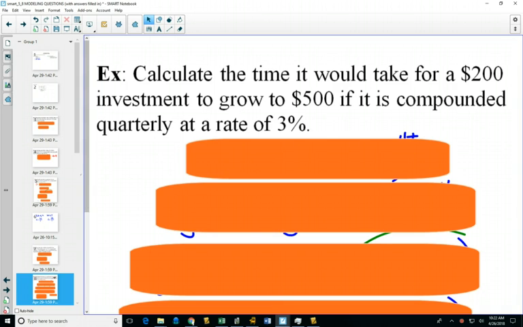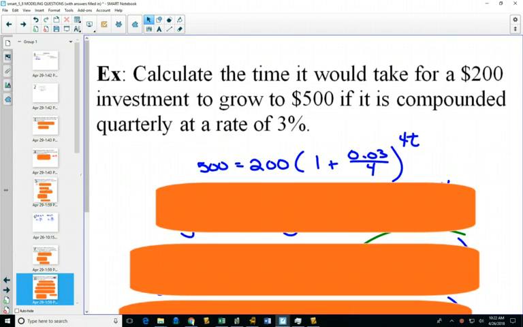Next one, calculate the time it would take for a $200 investment to grow to $500, compounded quarterly at an interest rate of 3%. So here we have an exponential equation. And since you guys are so good at solving exponential equations, I will get you to solve this first on your own.